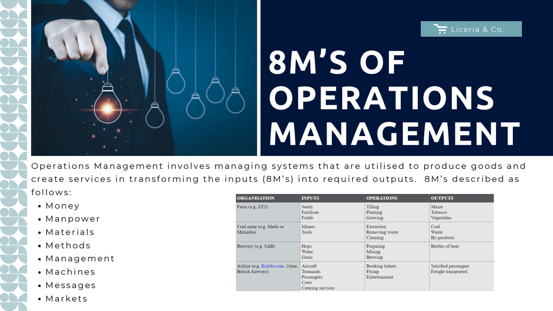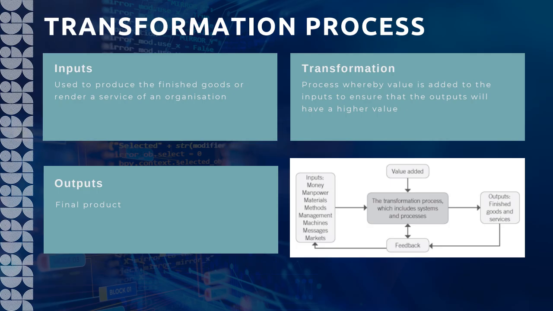Airline: aircraft, terminals, passengers. Then your process is booking a ticket, flying, entertainment, and your output is satisfied customers. So the last example becomes a rendering of a service and not so much an output of a good. I hope this gives you a little more of an inclination of how important the 8Ms are and how we can transform a good or an input into an output. And I think this gives us a little more of an explanation.